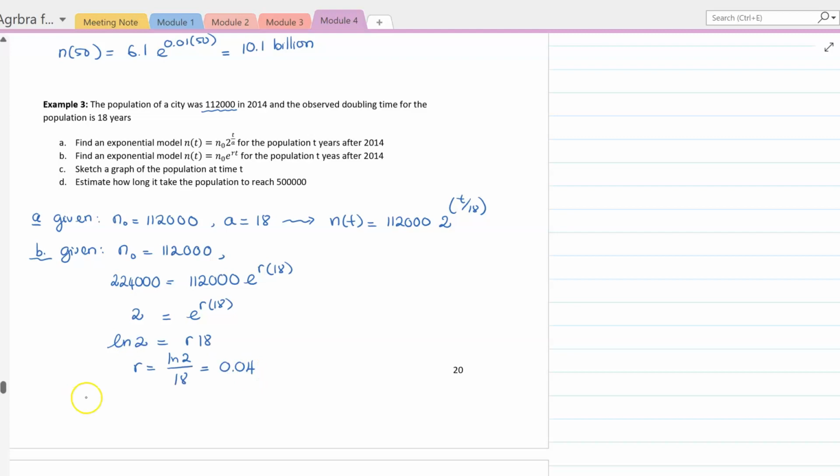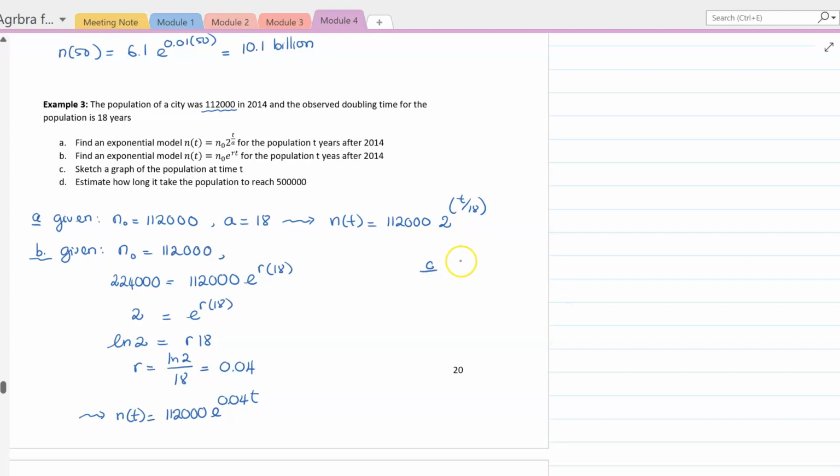Now I can write the equation for N of t as the initial times e to the 0.04t. In part C, we want to get the graph of the population as a function of time t. I will leave that part to you to do with the graphing calculator.